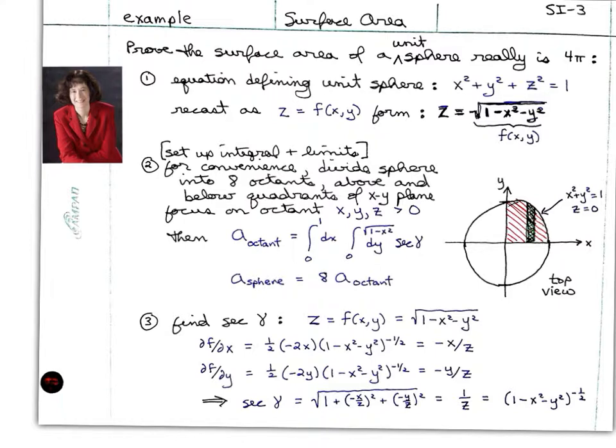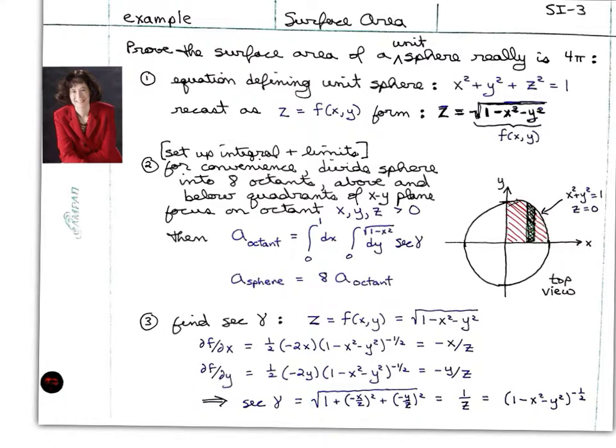Well, we remember from our method that we find secant gamma by taking derivatives of our function f. And we said our function f here is the square root of 1 minus x squared minus y squared. We need the partial derivative of f with respect to x, and that works out to negative x over z. We need the partial derivative of f with respect to y. That becomes, it turns out, negative y over z. By our method, secant gamma is simply the square root of 1 plus the squared partial of f with respect to x plus the squared partial of f with respect to y, and that gives this result here.